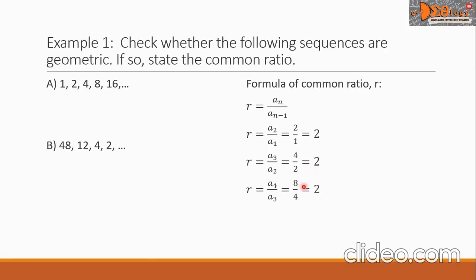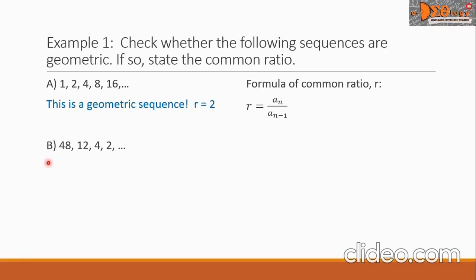That is 8 over 4. And simplifying, this is also equal to 2. Let's have the last pair, the a sub 5 over a sub 4. That is 16 over 8, which is also equal to 2. We can see here that the ratio is common. So we can say that this is a geometric sequence and the common ratio is 2.